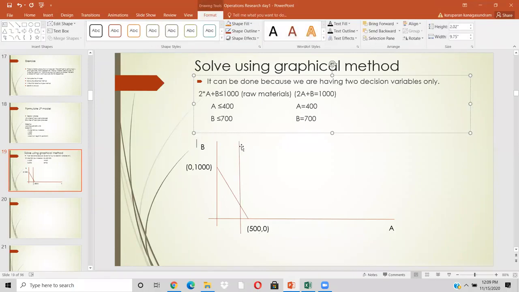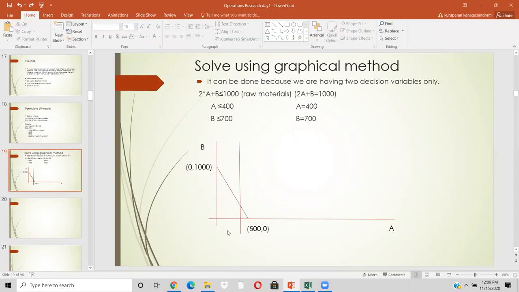This will be the line A equal to 400. So what will be the point where it intersects? This will be 400 comma 0. How to find this one? This coordinate.